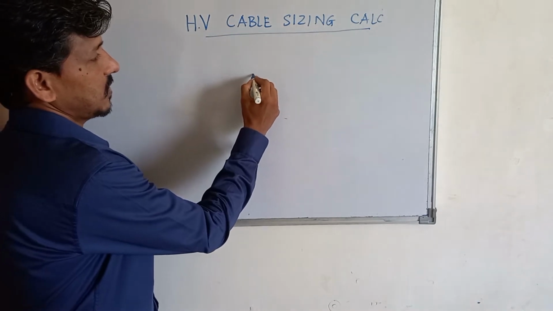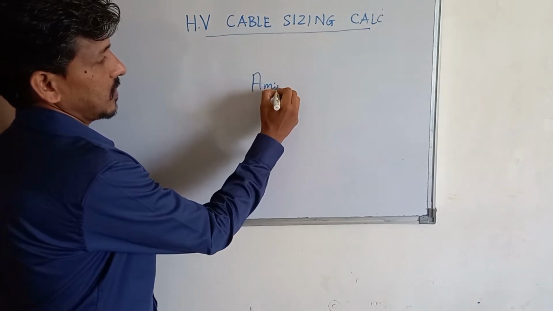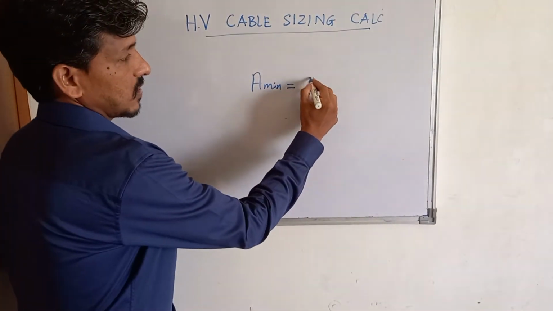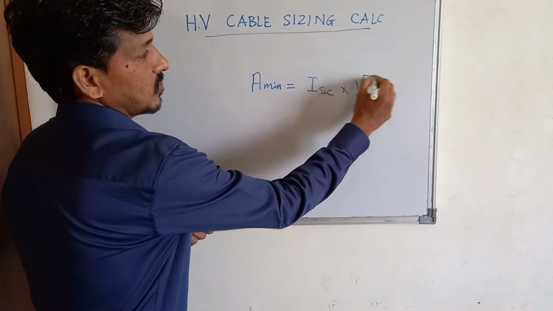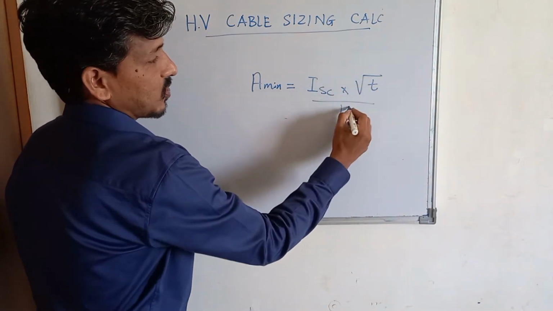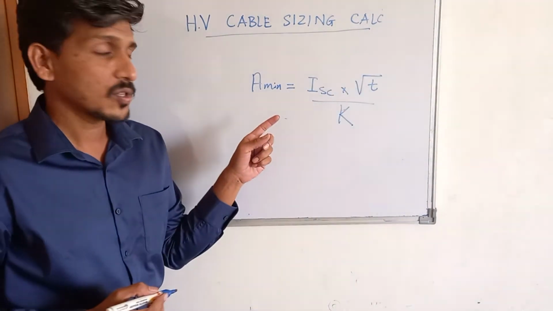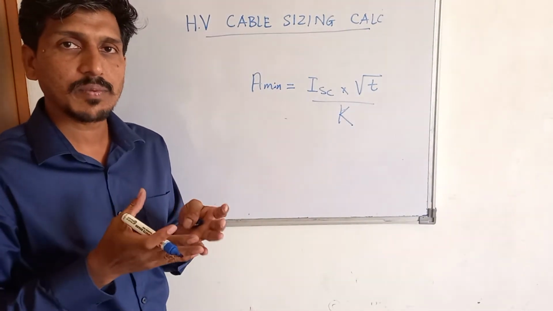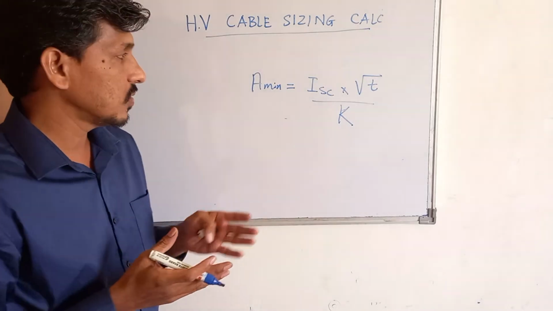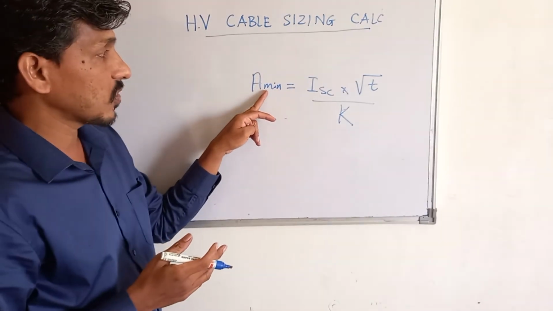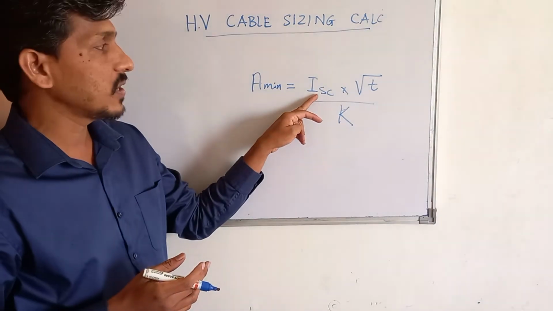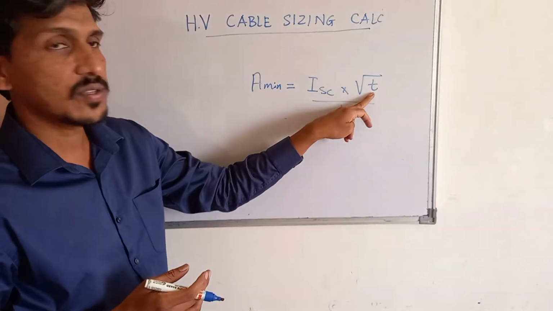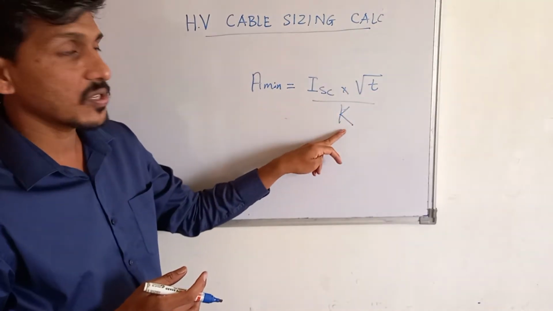See, the minimum cross-sectional area for the HV cable, the formula is short circuit current into square root of time T divided by constant K. So in HV cable sizing calculations, we have to calculate the minimum cross-sectional area of the conductor required for an HV cable. The formula is the fault current, that is short circuit current, into root T, where T is your fault clearing time, divided by constant K.